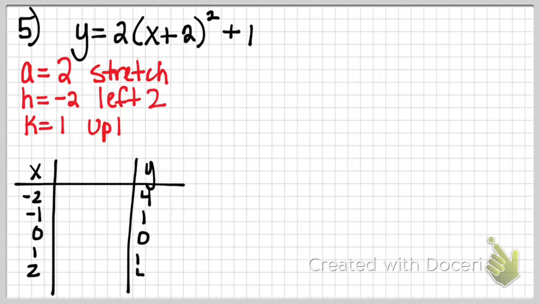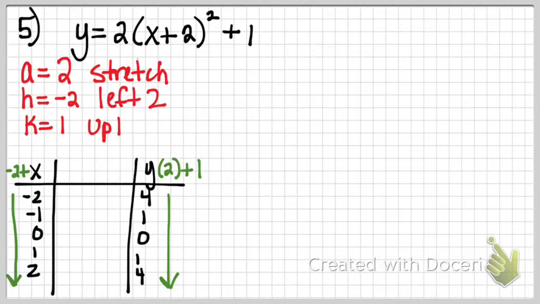Doesn't matter. So I'm going to take my H value, which is -2, and I'm going to add it. I want you to add it all the way down. Add -2 to all 5 of those values. And then your Y value, you're going to multiply by A, which is 2, and add 1 all the way down. So it's always H plus X, Y times A plus K. So I'll take a minute.